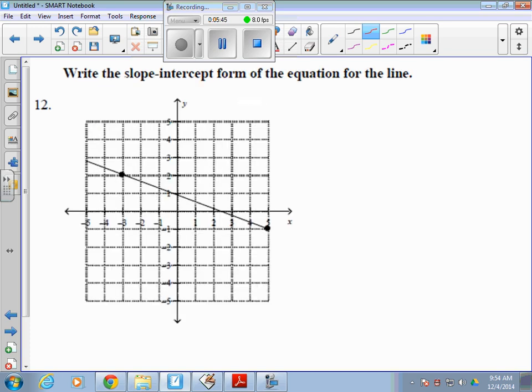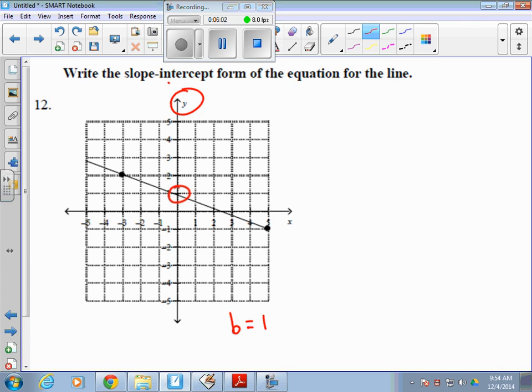Number 12 says write the slope-intercept form of the equation of the line. No problem. What is the b value based on the picture? Where does it cross through the y-axis? It crosses through right there. B's value is positive 1.